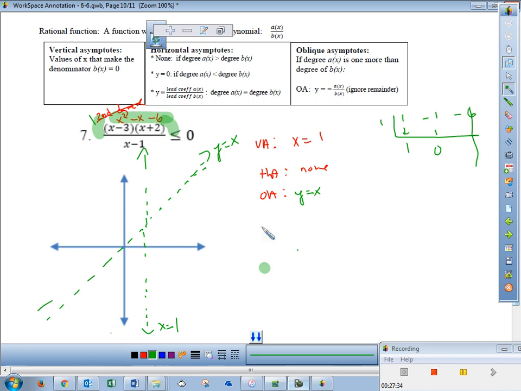Oh wait, I need my x-intercepts. Anybody know where the x-intercepts would be? Negative 2 and 3, because that was already factored. Right? X-intercepts are where the numerator equals 0. And then when you graphed it, that thing looked like so.